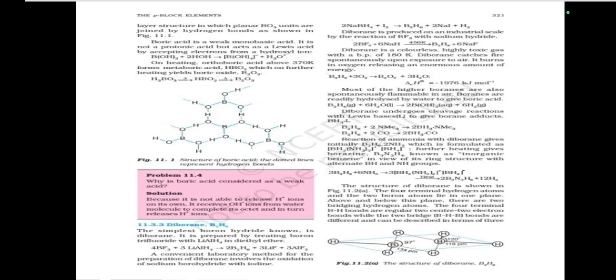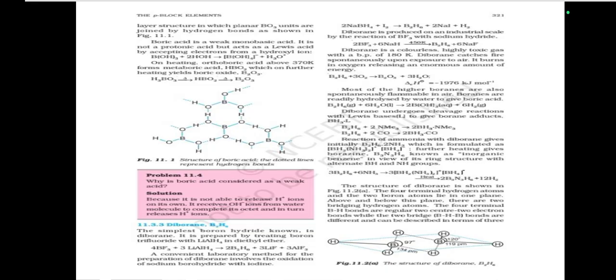Diborane, B2H6. The simplest boron hydride is known as diborane. It is prepared by treating boron trifluoride with LiAlH4 in diethyl ether: 4BF3 + 3LiAlH4 gives 2B2H6 + 3LiF + 3AlF3.